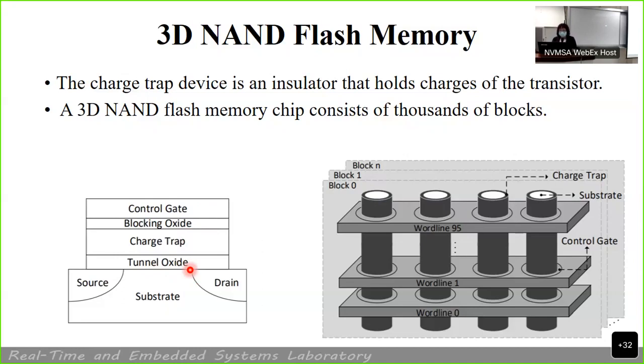NAND flash memory has three basic operations: program, which is also called write, read, and erase. Program and read operations are performed in the unit of a page, while the erase operation is performed in the unit of a block. The figure on the right describes the physical organization of a 3D NAND flash memory chip. A 3D NAND flash memory chip consists of thousands of blocks. All the control gates in the same layer form a word line. By adopting the charge trap cell in the NAND flash structure, the cell-to-cell interference has been reduced. 3D NAND flash memory became a mainstream in storage markets.